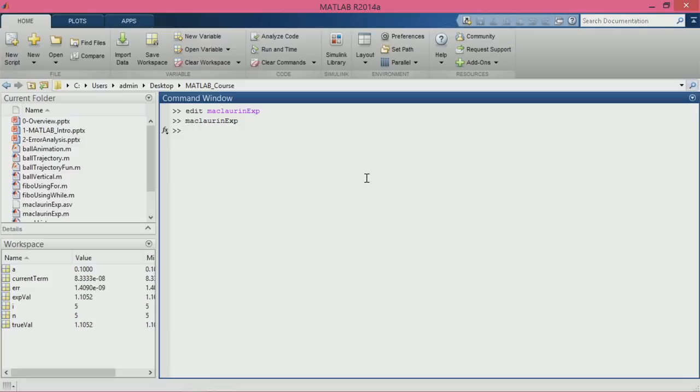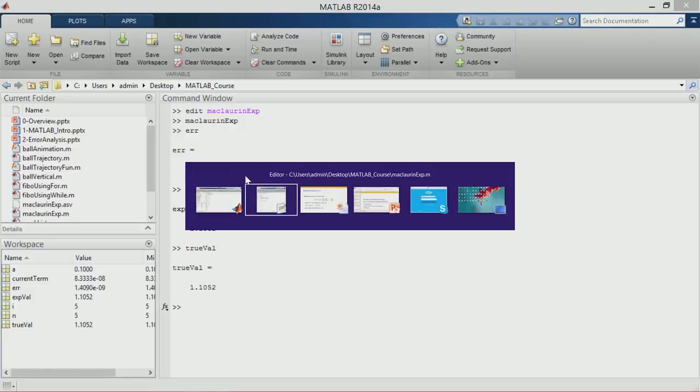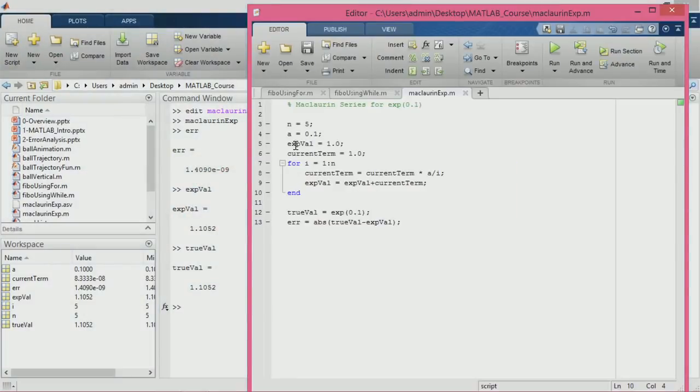So, we actually see that the error is 1.4 multiplied by 10 to the power minus 9. That is the error. Exp val is 1.1052 and true val is also 1.1052, because the error is of the order of 10 to the power minus 9. Okay. Now, let us change the particular code so that we store all the various values of exp val.